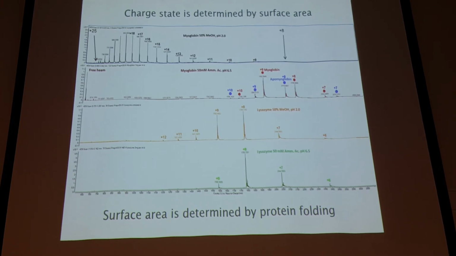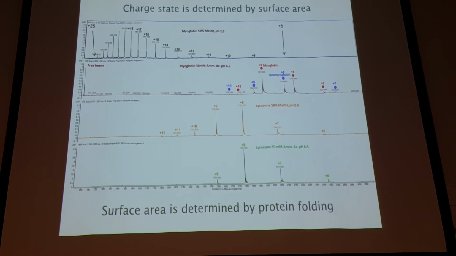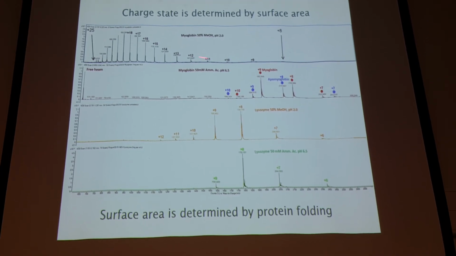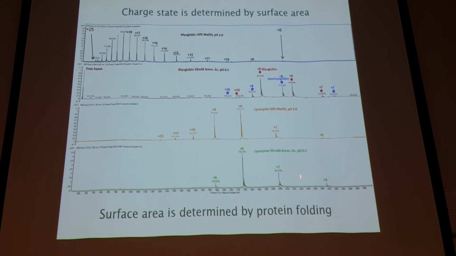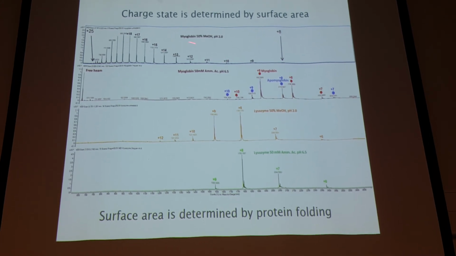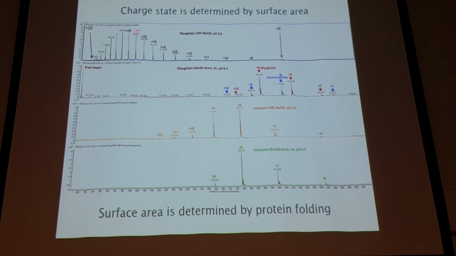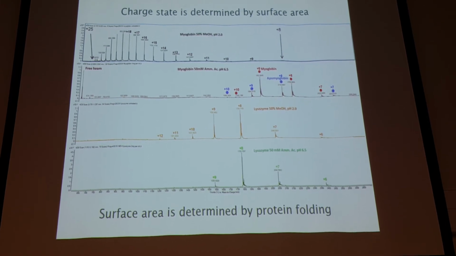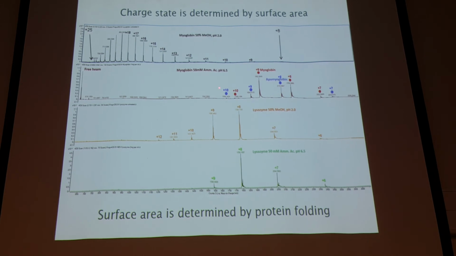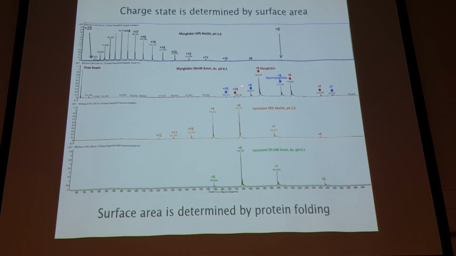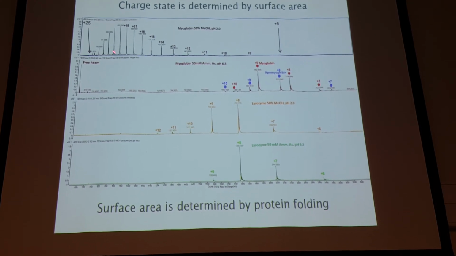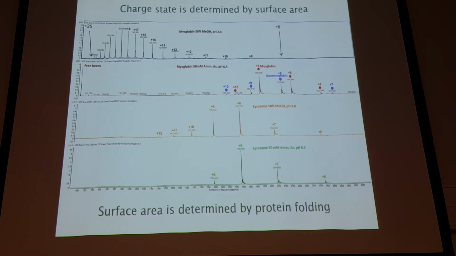Here's another experiment that really surprised me when I did it. This is a comparison of two different proteins. This is myoglobin, and this is lysozyme. This is a normal denaturing spectrum for myoglobin in 50% methanol, pH 2. If you analyse the same protein, this is the native spectrum, where we've got two species here, the holo protein and the apo protein. But that's typically how you'd expect the protein to behave.